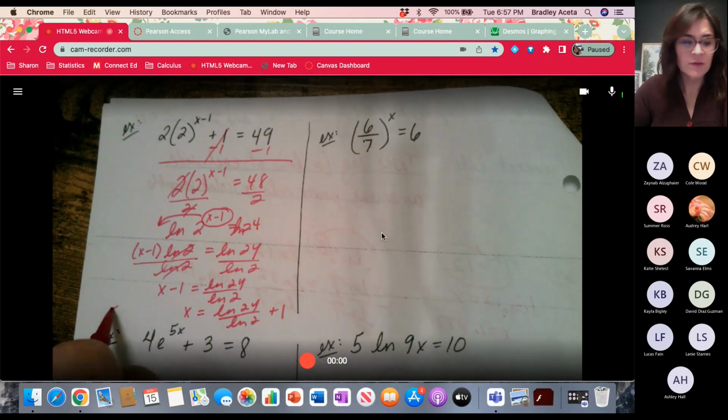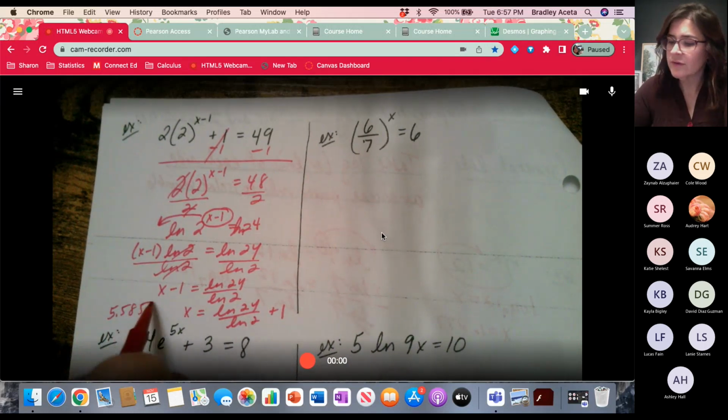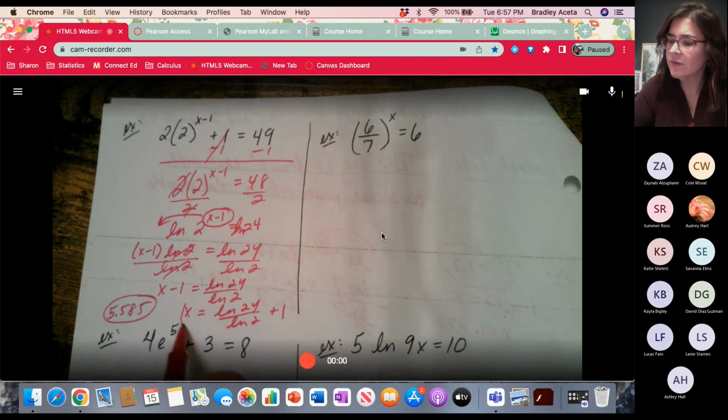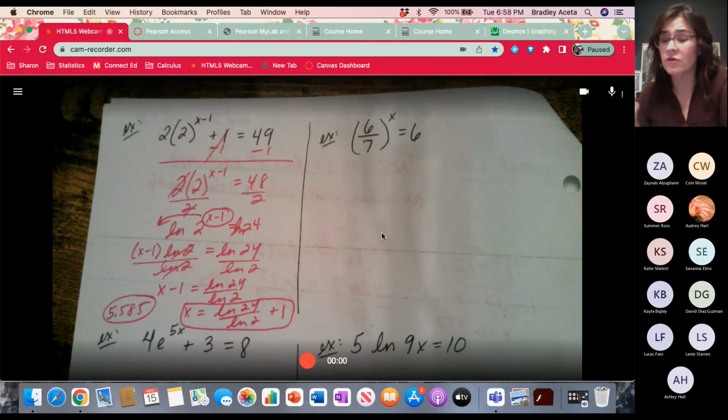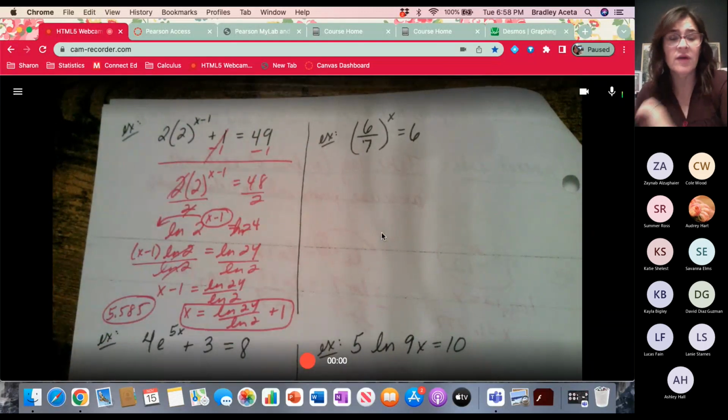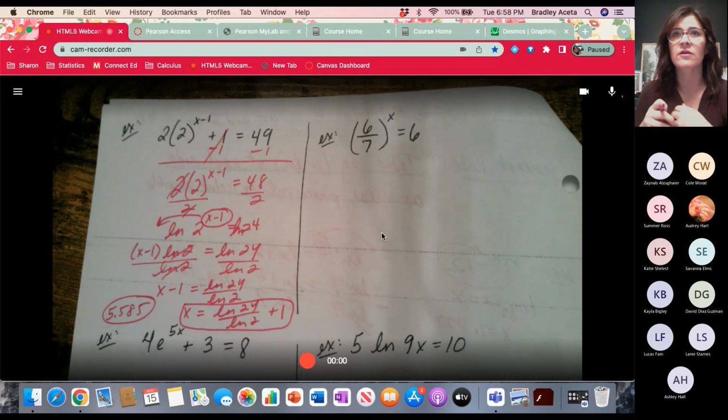And I wrote that it's equivalent to 5.585. Because again, they're going to ask you probably for both. But there's another example that they'll do tonight. Just get the exponential part by itself before you take the log. Don't just take a log right now on this side and this side. You have to get that x part. You know, it's just something you should know by nature.